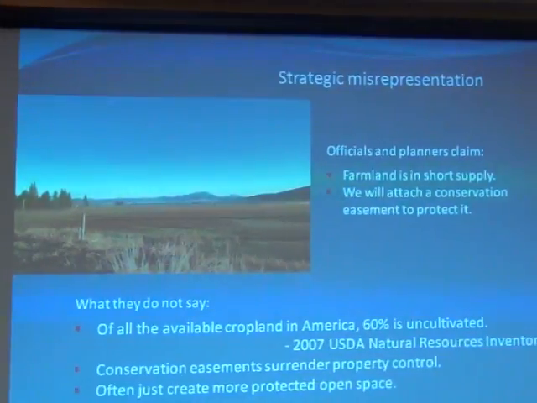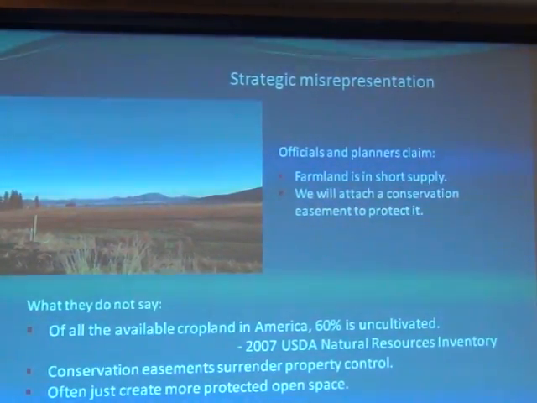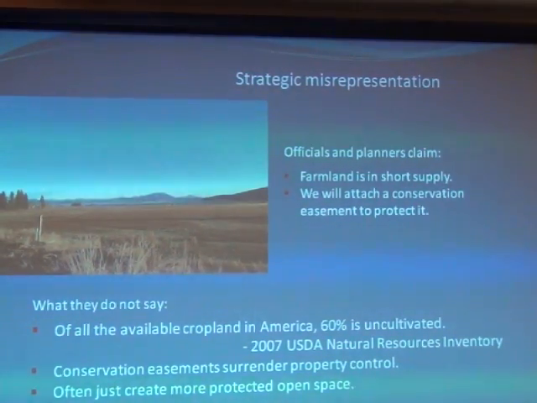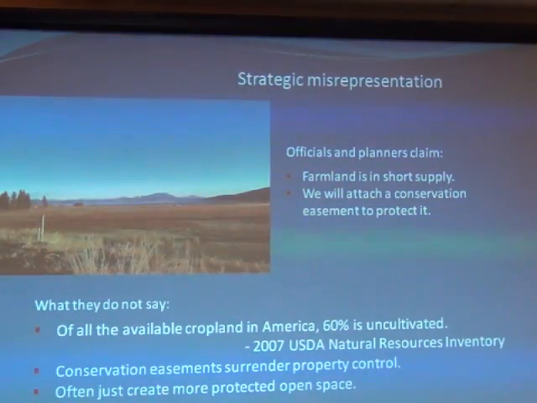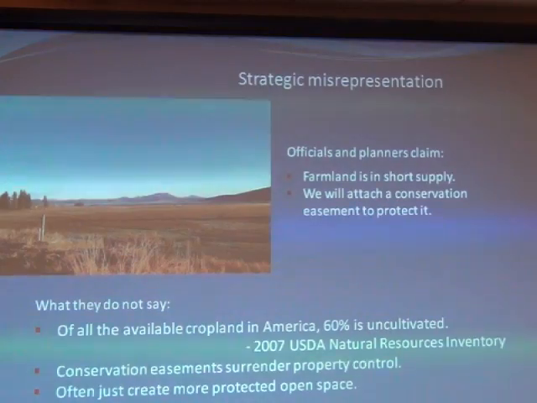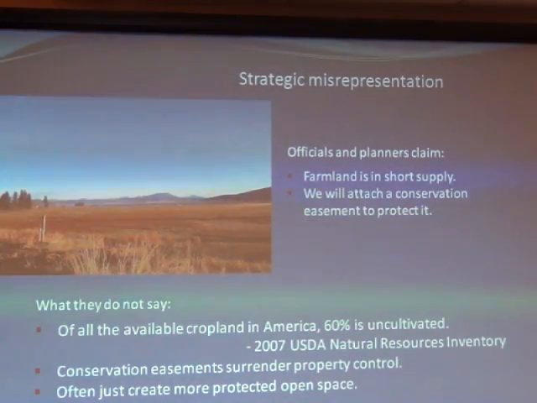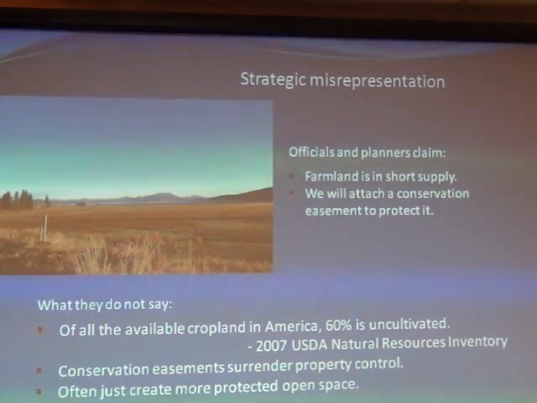Here's what the officials don't tell you. Of all the available cropland in America, 60% is uncultivated. Why do we need to be protecting more farms? We're not using the farmland that we have right now. And how many times when a conservation easement is issued do they just do it to create an open space? Conservation easements surrender property control, as we just mentioned a moment ago.